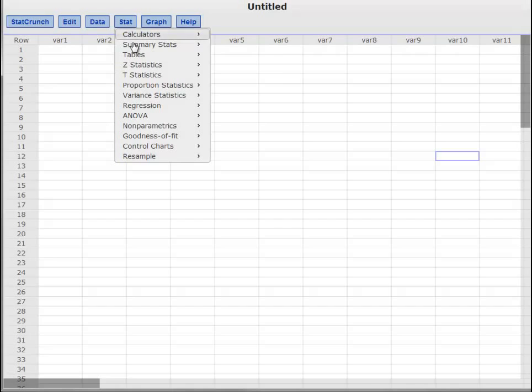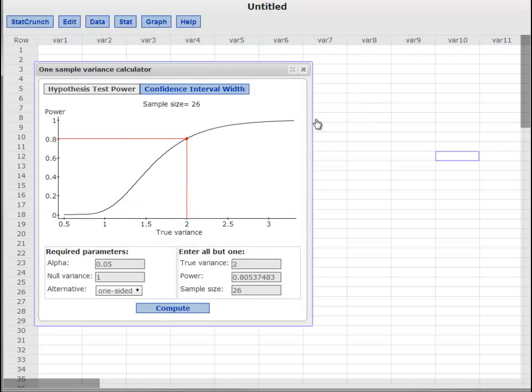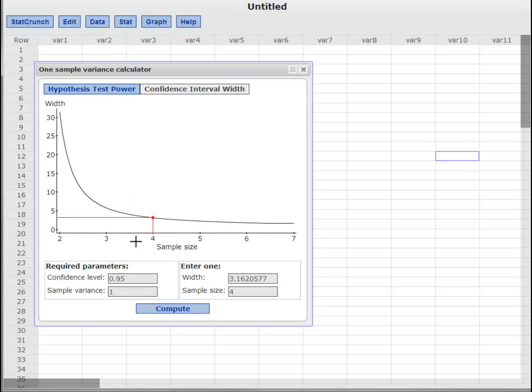Stat. We'll start with variance, right? So we're dealing with variances. One sample, and then right here, sample size. This is doing hypothesis test power. That's a different measurement we can do later, but if you click on confidence interval width, this is now where it'll give you sample size. You'll notice that down here it's got your confidence level of 95. You need to tell it sample variance, how big you want your margin of error to be, and it will give you the sample size. So you just need to give it 3 out of the 4. Like if you give it sample size, confidence level, and variance, it'll tell you what your error will be.